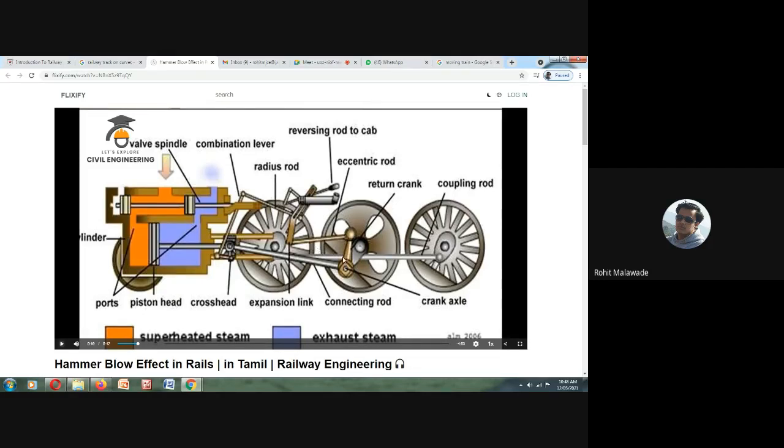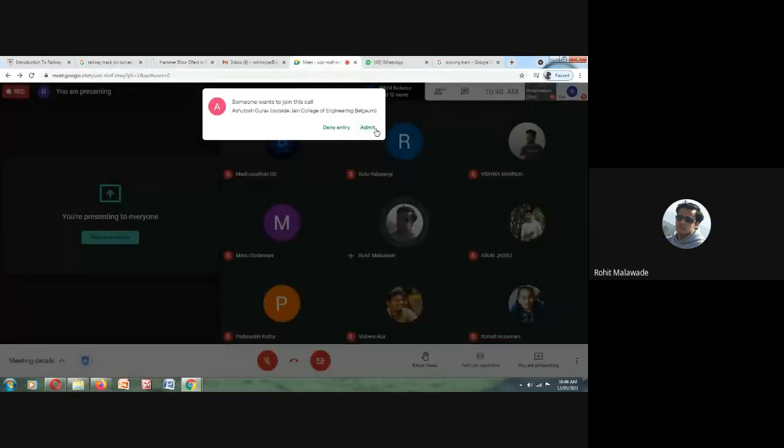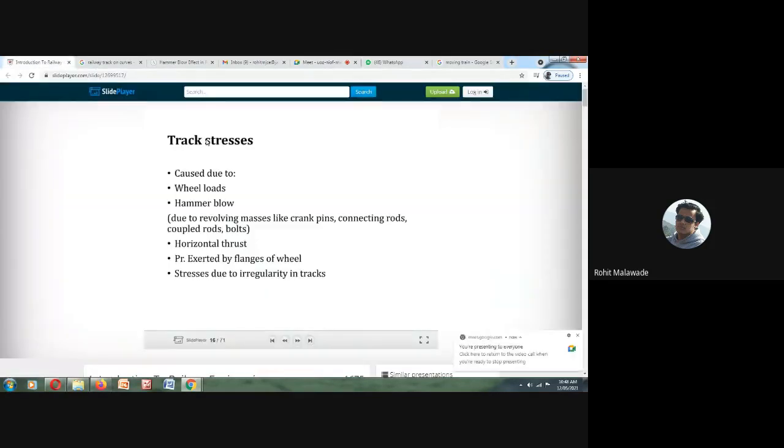So continuously, due to these crank bars, some hammer blows are going to occur on your rails. It is moving up and down, and then it is moving horizontally. So what is going to happen? Ultimately, there is a hammering effect which is going to occur on your rails. Some hammering effect will be observed on your rails. Okay, so this is how the hammer blow is going to affect the rails. Now we will see what the horizontal pressure or the horizontal thrust is, right?